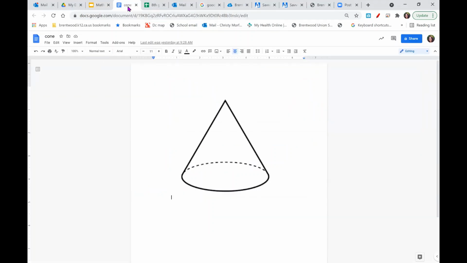test. What looks like that picture that I'm showing you in the real world? What types of things are that shape? I've got traffic cone so far in the chat. What else? What else has that shape? An ice cream cone, you betcha.